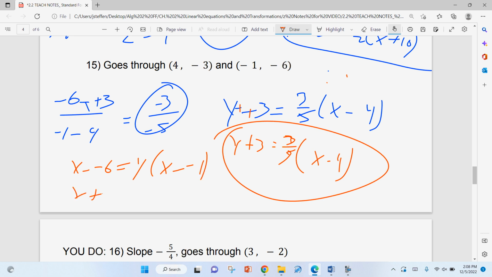So it would be x plus 6 is equal to, sorry, this is not a y. I am struggling. I apologize.